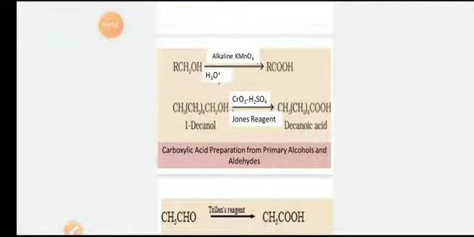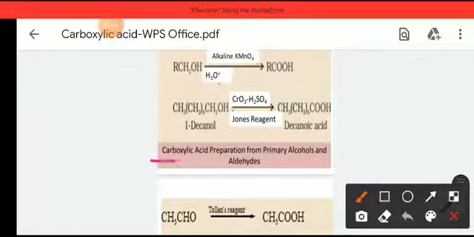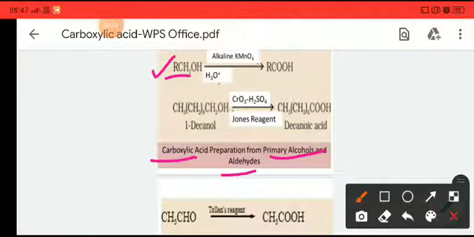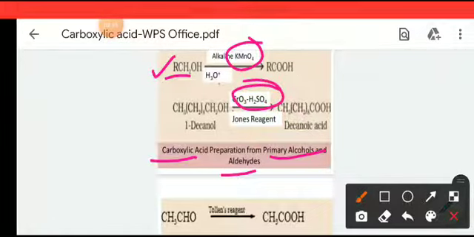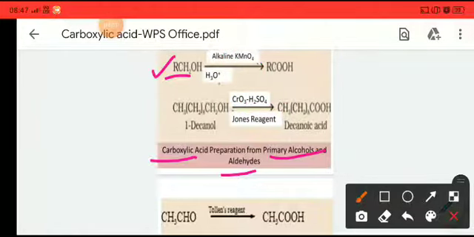Here you can see this is alcohol. This is carboxylic acid preparation from primary alcohol or aldehydes. Here you can see this is a primary alcohol. From this primary alcohol we can easily oxidize when we need. I have already been saying that from alcohol to produce the acid, it is a 2-step reaction, so we will need a strong oxidizing agent, that is alkaline KMnO4 or Jones reagent. These both are strong oxidizing agents. When we use a strong oxidizing agent, we will get acid from primary alcohol.